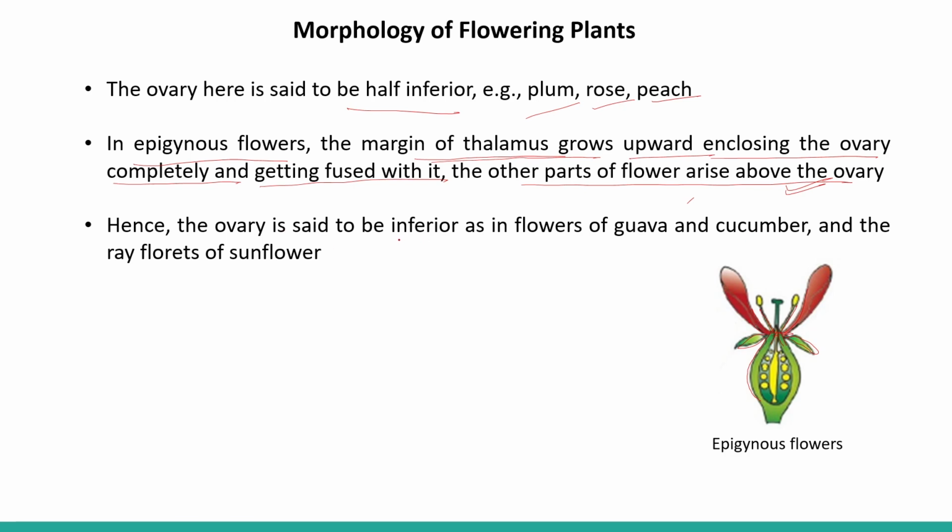So the ovary is below, just below the other floral parts. Hence the ovary is said to be inferior, as in flowers of guava, cucumber, and the ray florets of sunflower. So this is also a very important point from the examination point of view. All the three types of flowers, that is perigynous, epigynous, and hypogynous. Okay.